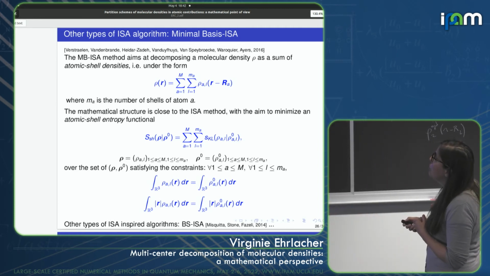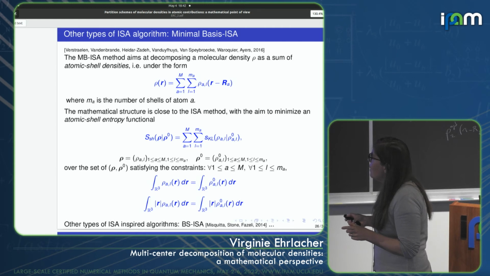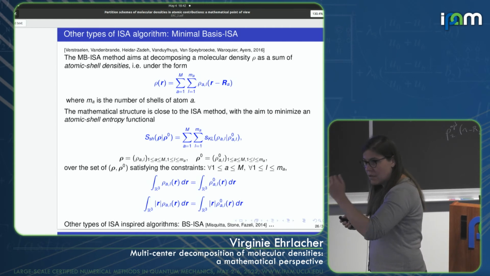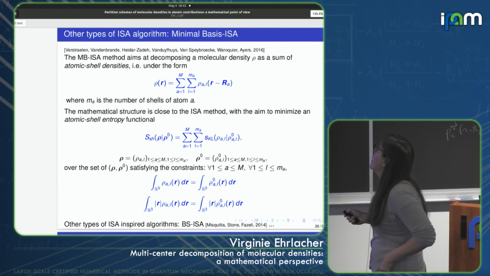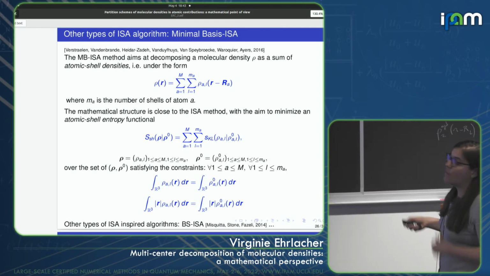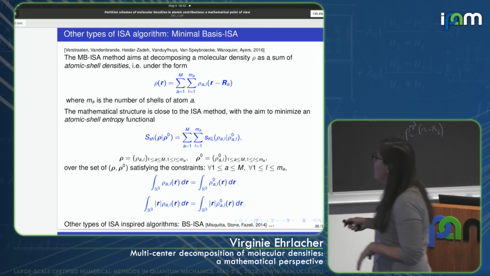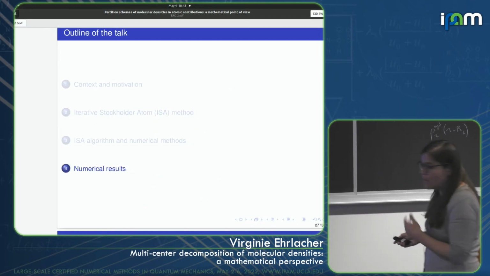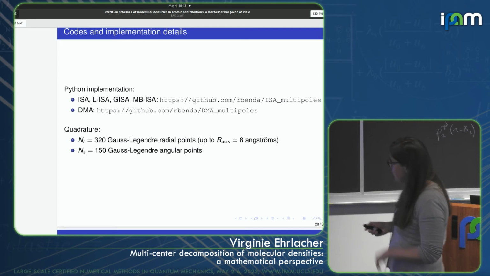Here what they want to do is decompose the molecular electronic density under the following form, where what you look at are atomic local densities, rho AL, associated to each of the shells of the atoms A within the molecule. So it's more like decomposing rho as a sum of atomic shell densities rather than just atomic densities. I'm not going to go into much detail, but the ingredients are very similar to what I presented just before.